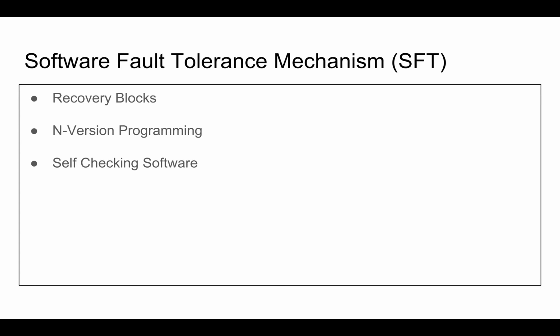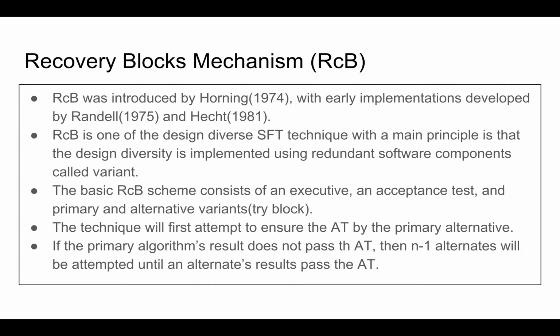I'll be going through the recovery blocks introduction. So, the recovery block mechanism, for simplicity, RCB. RCB was introduced by Horning in 1974 and was further developed by Randell and Hecht in the following years. The RCB mechanism consists of an executive, an acceptance test, and primary and alternative algorithms.